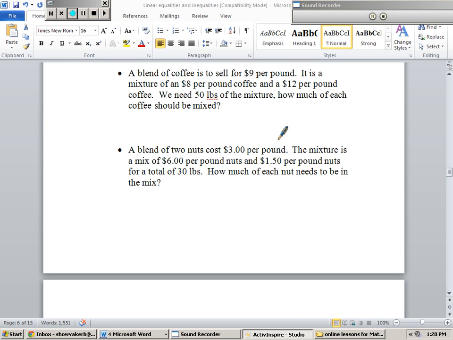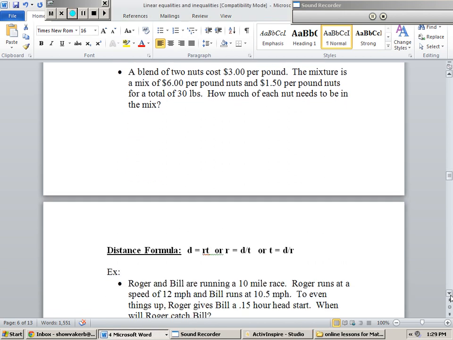A blend of two nuts costs $3 per pound. The mixture is a mix of $6 per pound nuts and $1.50 per pound nuts for a total of 30 pounds. How much of each nut needs to be in the mix? Well, my first one is $6 per pound, and I'll add to it $1.50, and the poundage is 30 minus x. The total would equal $3 times 30. My x would be my $6 nuts, and then if I took 30 minus that amount, I'd find out my $1.50 nuts. So the setup is the hardest portion of it.